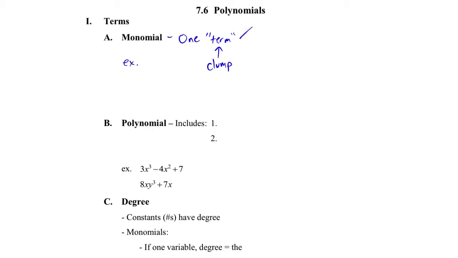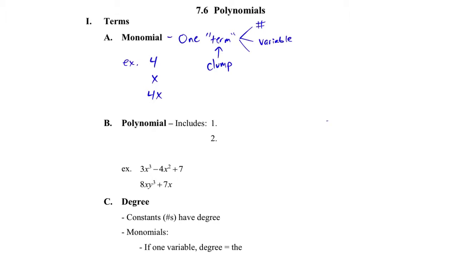So what counts as a term? You could have three things. You could have a number. So for example, 4. 4 is a monomial. There's one clump of things there. You could have a variable such as x. X would be another monomial. You could combine those two things together and have a 4x. 4x would also be a term, a single term.